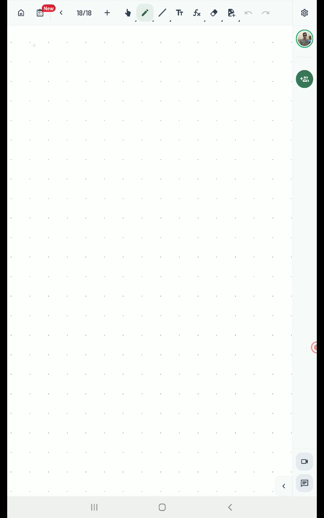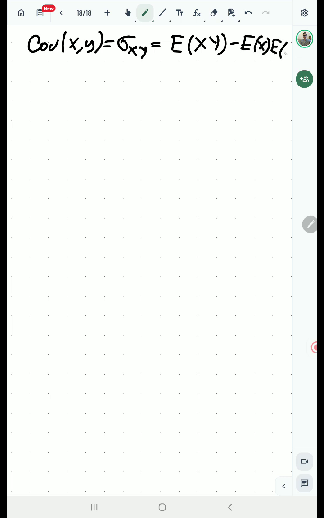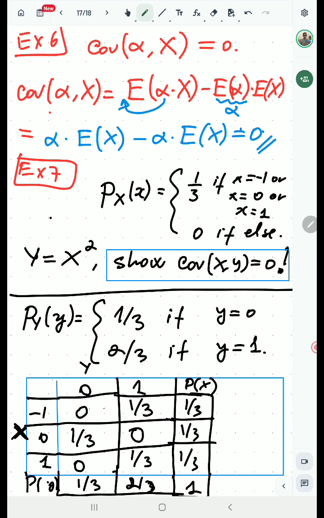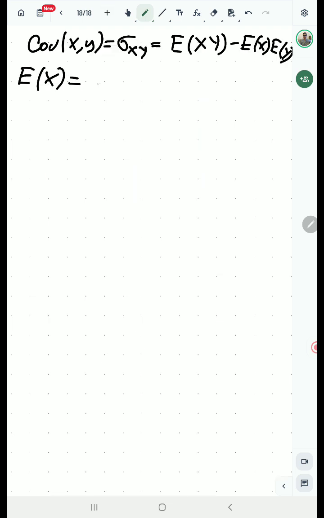For covariance, the covariance of xy, denoted by sigma xy, is equal to the expectation of x times y minus the expectation of x times the expectation of y, right? So we need all these three ingredients. Expectation of x can be found this way. X is minus 1 with probability 1 over 3, 0 with probability 1 over 3, and 1 with probability 1 over 3. So you just say minus 1 times 1 over 3 plus 0 times 1 over 3 plus positive 1 times 1 over 3. That gives you 0, isn't it?